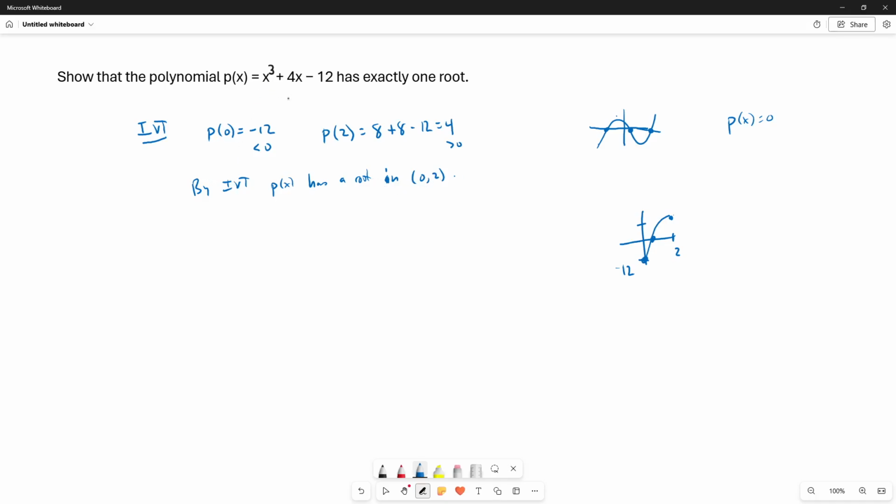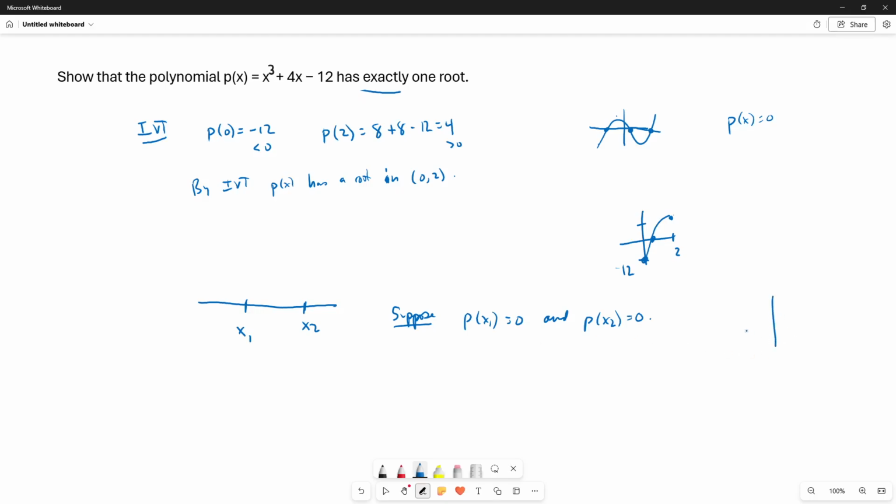Now we want to show that there is exactly one root. So we know it has a root. That means it has at least one. So now we want to show that it does not have more than one. To show that it has exactly one root, what we'll do is we'll assume that it has 2 roots. Suppose that p of x1 is equal to 0 and p of x2 is equal to 0. So assume that the function has 2 roots.